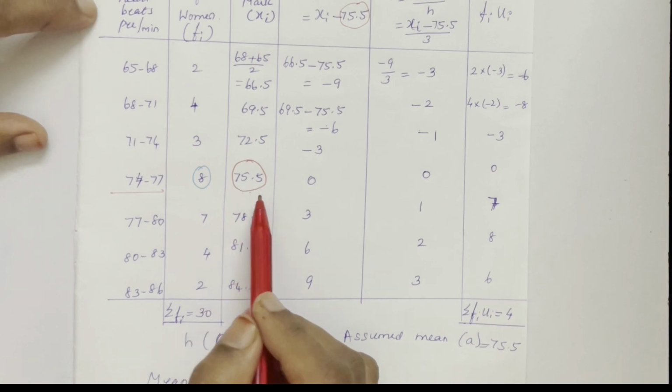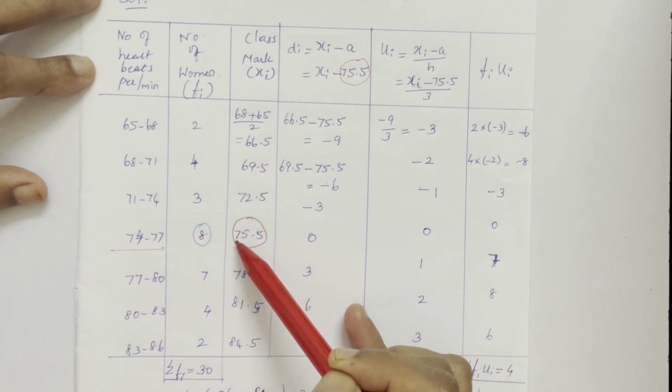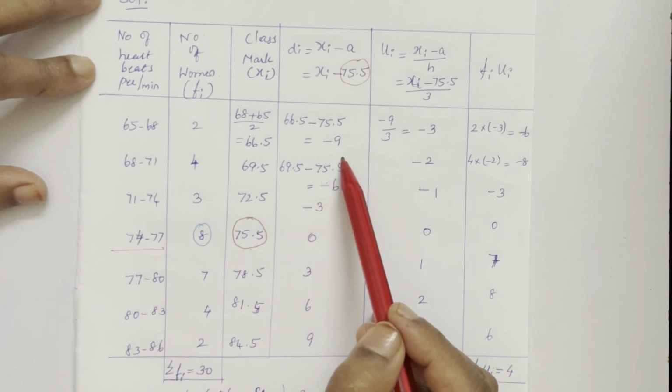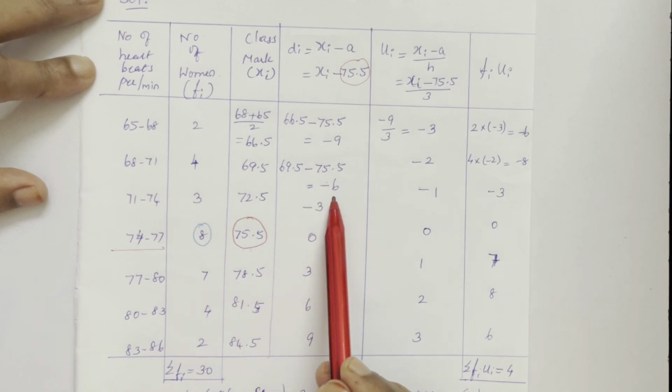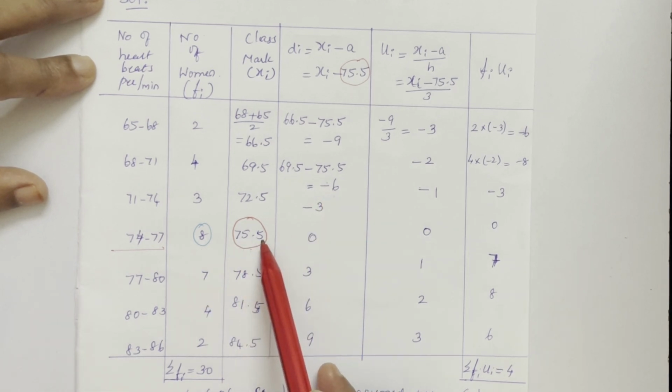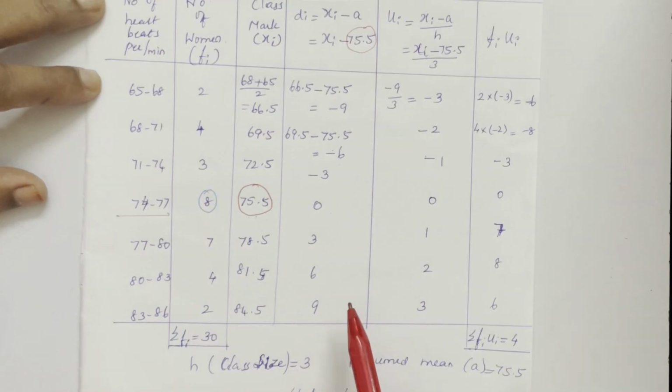That is A. So Di equals Xi minus A. 66.5 minus 75.5 is minus 9. 69.5 minus 75.5 is minus 6. 75.5 minus 75.5 is 0. In that way we have calculated Di.